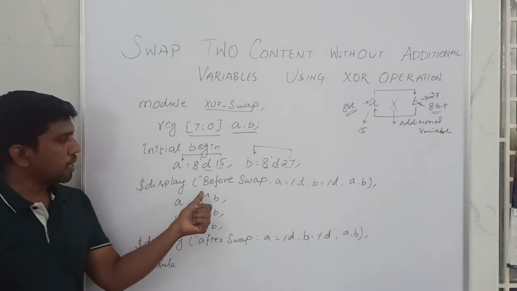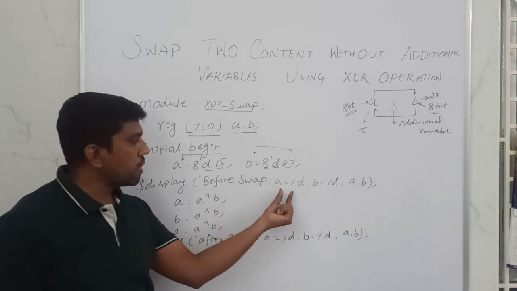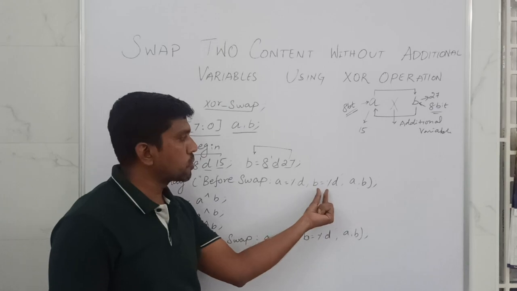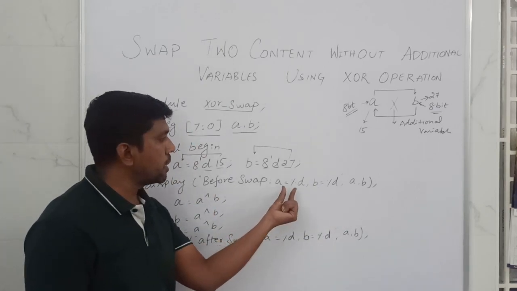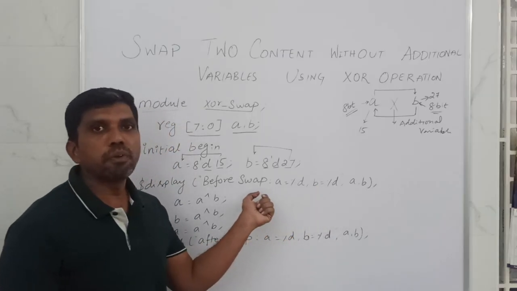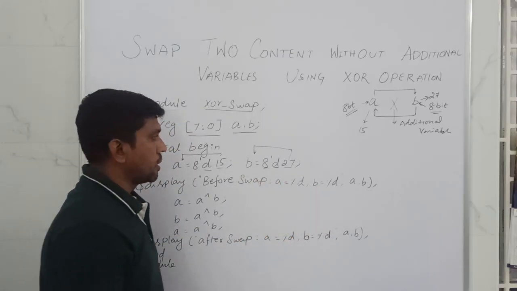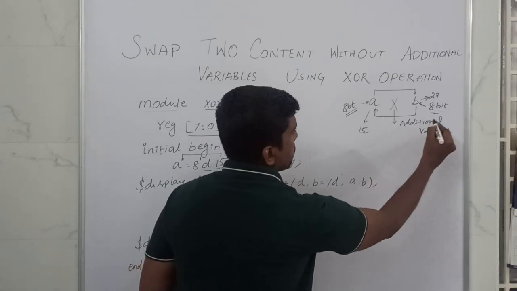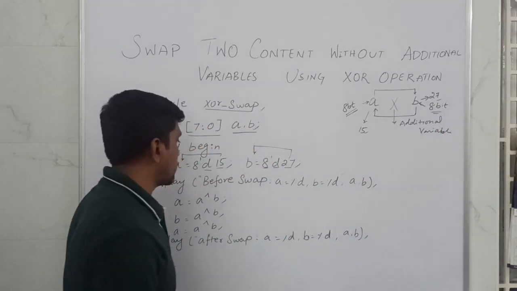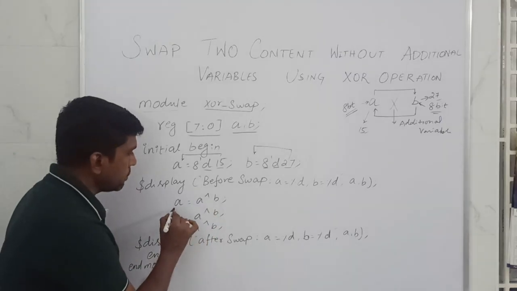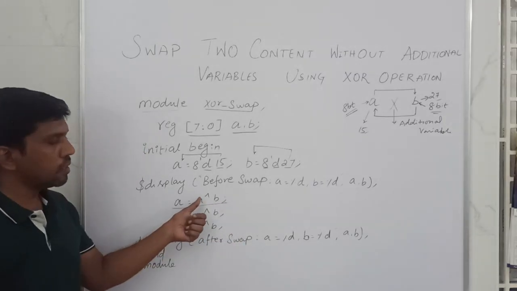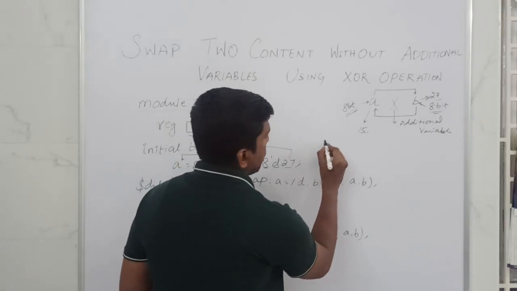Then $display, before swap, what value is stored in A and what value is stored in B. This statement shows the values of A and B before swapping the content. Now the A value is 15 and the B value is 27. Then A equal to A XOR B. So the A value is 15.